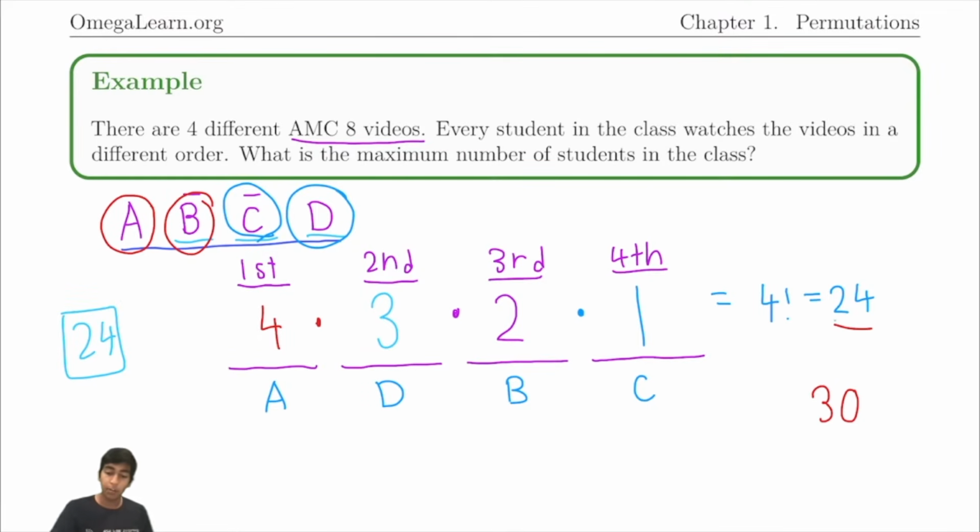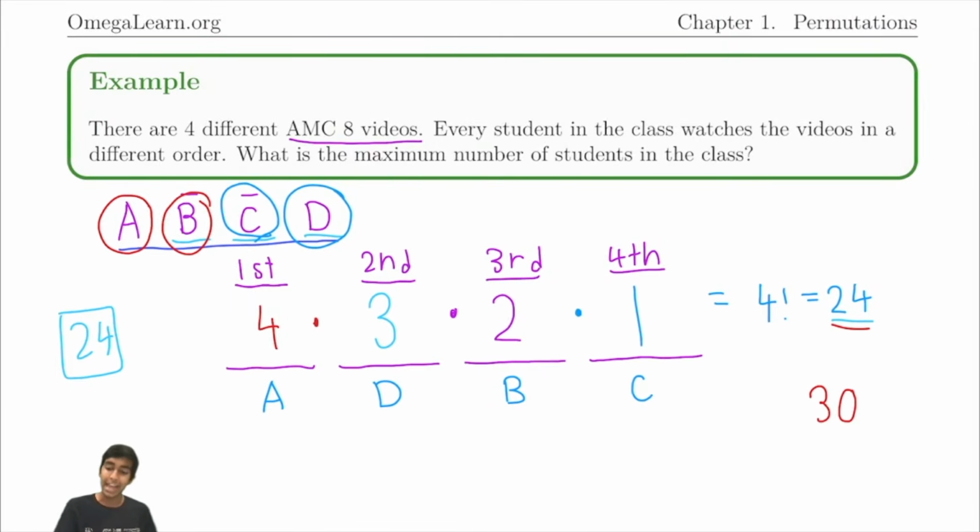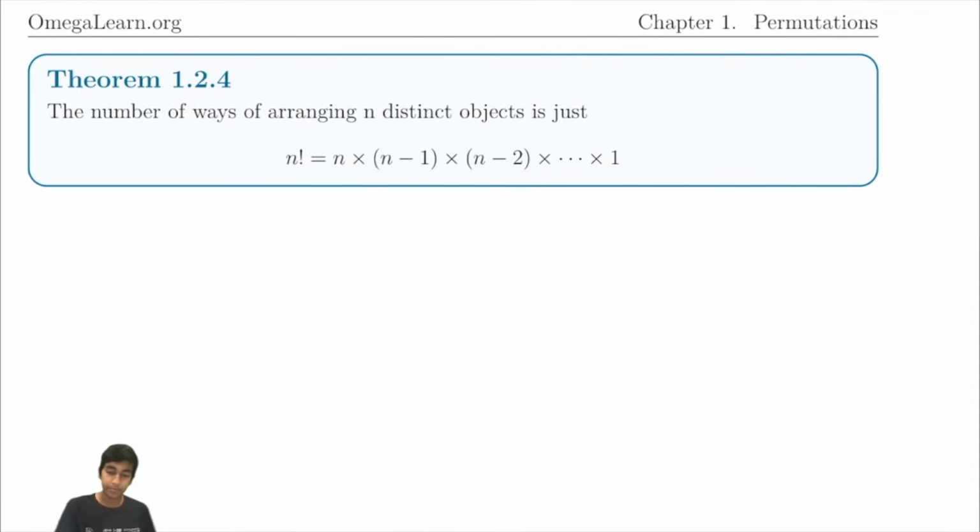All 24 possible ways to watch the 4 videos in, each one corresponds to 1 student. So each way to watch the videos in, that's 1 student. So at most we can have 24 ways. And anything larger than that will result in 2 students having the same order they watch the videos in, which is not allowed. So our answer is just 24. A really interesting problem that uses factorials and permutations.